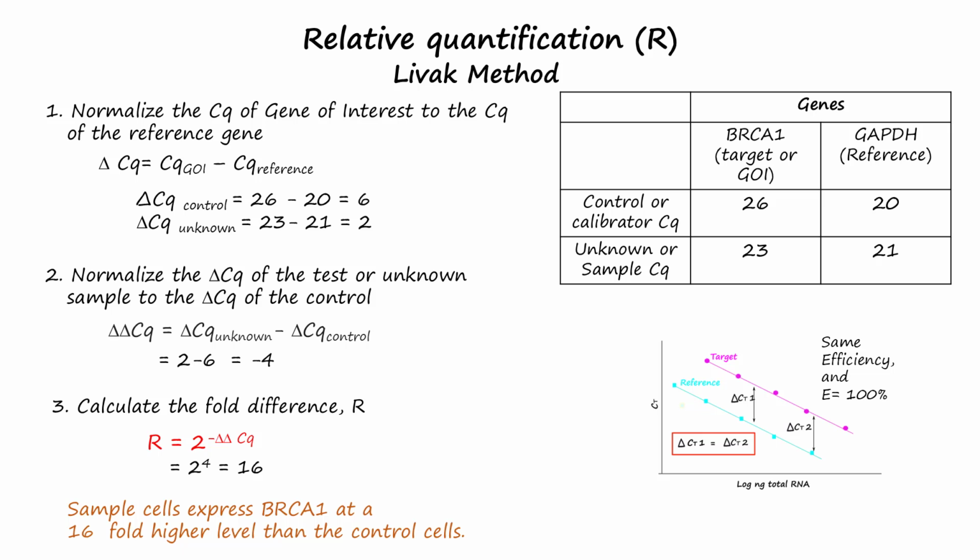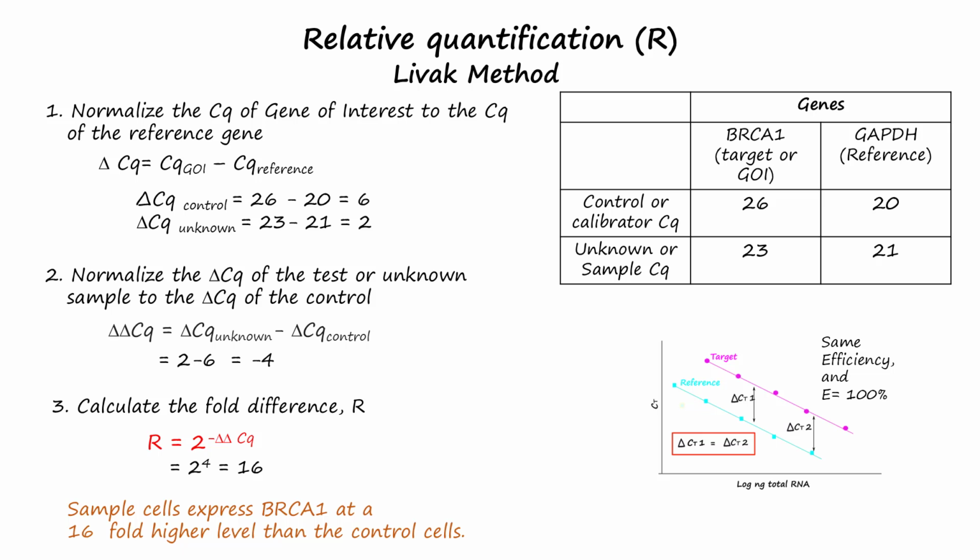If there are no differences in PCR efficiencies and PCR efficiencies are 100%, the fold change can be calculated using the delta-delta CQ method. To do so, first normalize the CQ of the gene of interest to the CQ of the reference gene for both control and test sample using the equation delta CQ equals CQ of the gene of interest minus CQ of the reference gene.